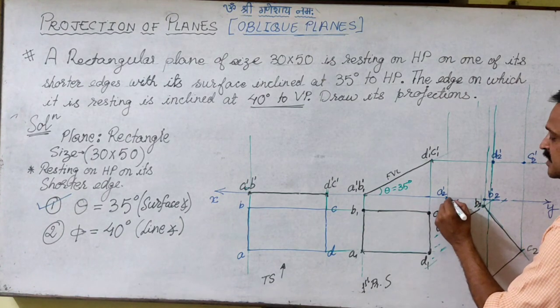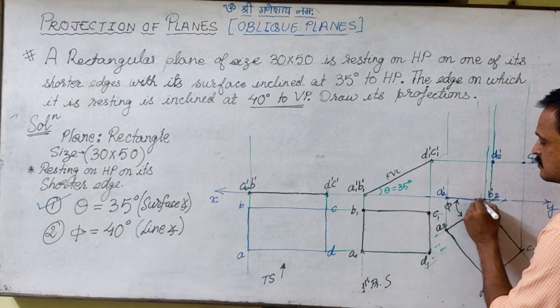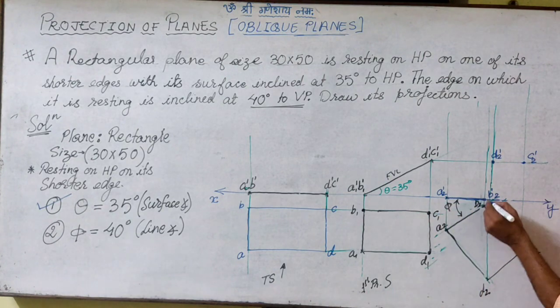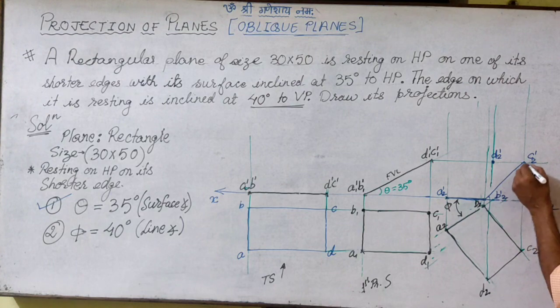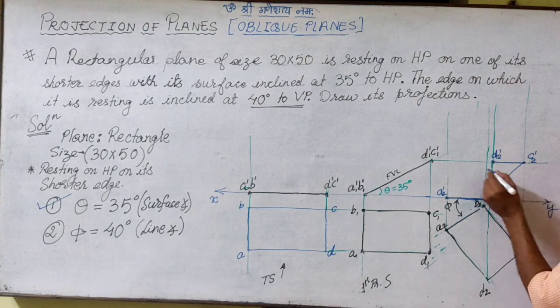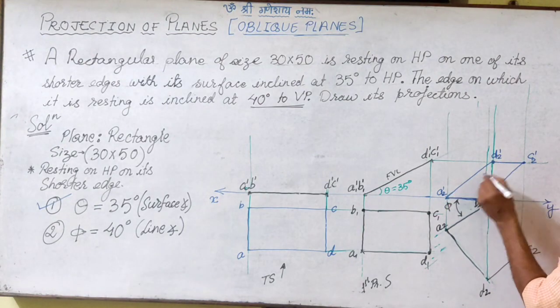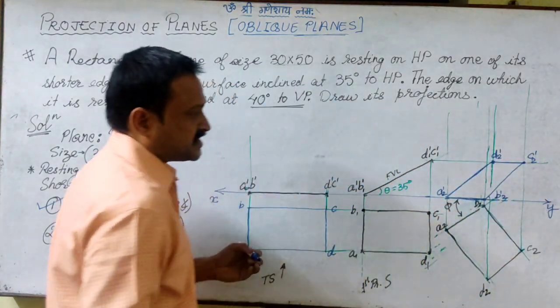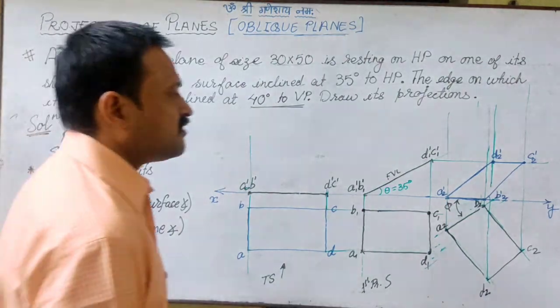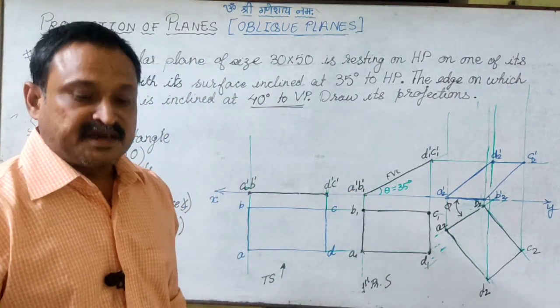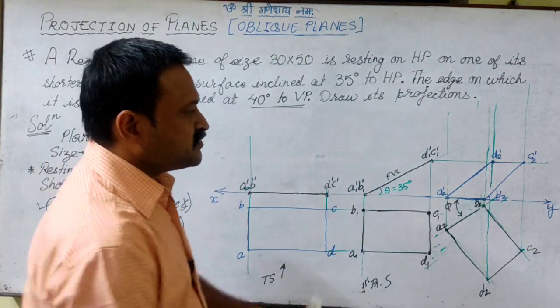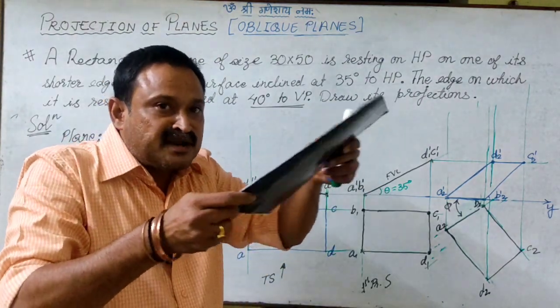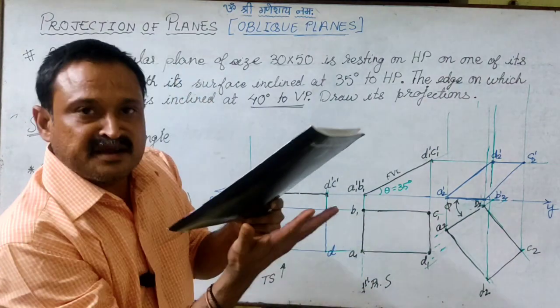So now when I join A2 dash, B2 dash, B2 dash, C2 dash, C2 dash, D2 dash, and D2 dash, A2 dash. So this will be the final front view of the given plate. So have a look at it. You will see that the condition that you are able to see is what we are able to get in the image.